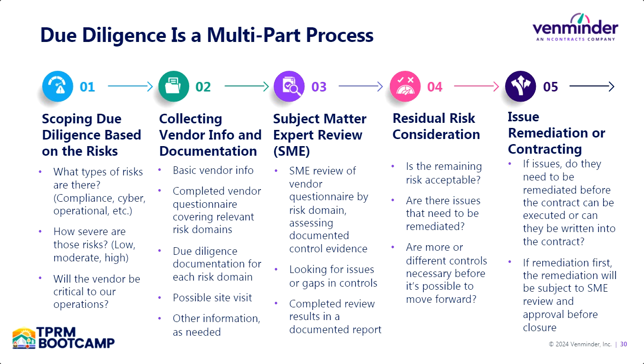Okay, so let's talk about due diligence as a process. And the interesting thing here is it's just not one process. It's actually a multi-part process. So the very first thing we have to do is scope our due diligence based on the risks that we discovered in the inherent risk assessment. So what types of risks are there and how severe are those risks? And is this vendor going to be critical to our operations?